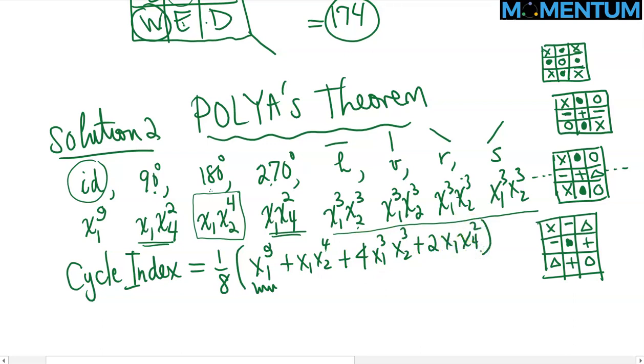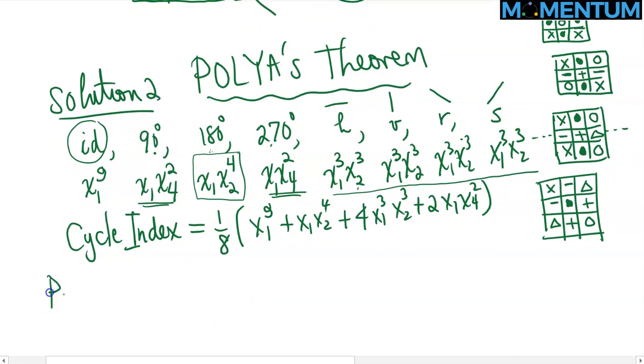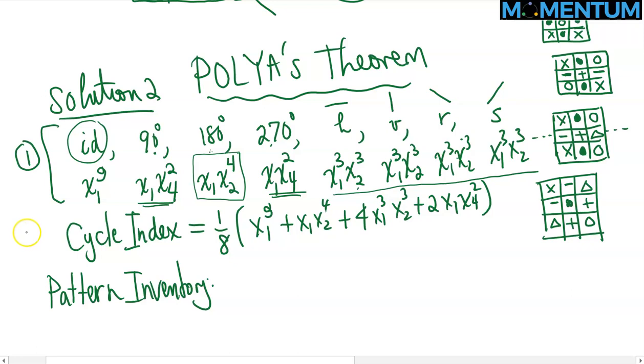There you go. And lastly now, the pattern inventory. You would need to practice this, but the pattern inventory is the following algorithm. So we are constructing an algorithm here. Step 1, identify the cycles and the lengths. Step 2, the cycle index. And step 3, finally, the pattern inventory.